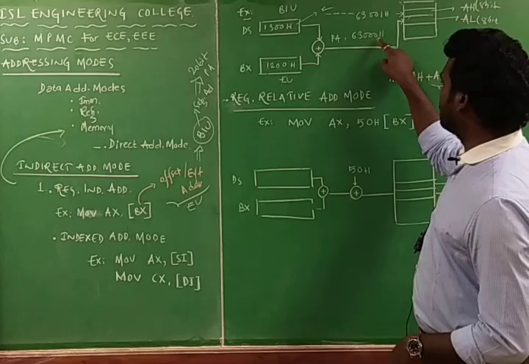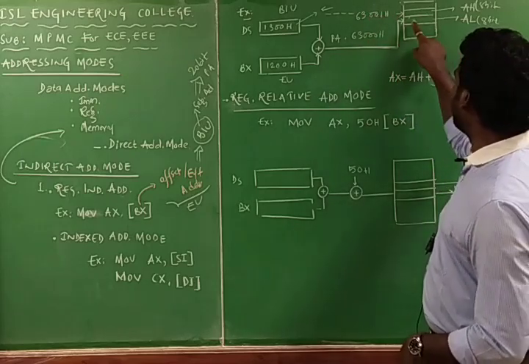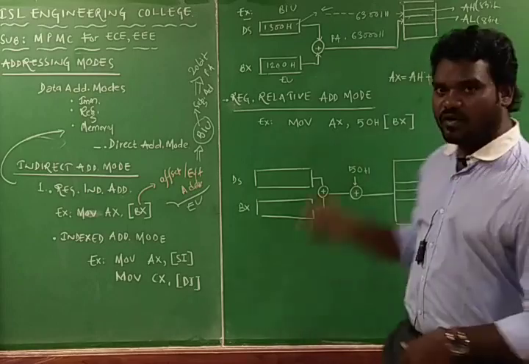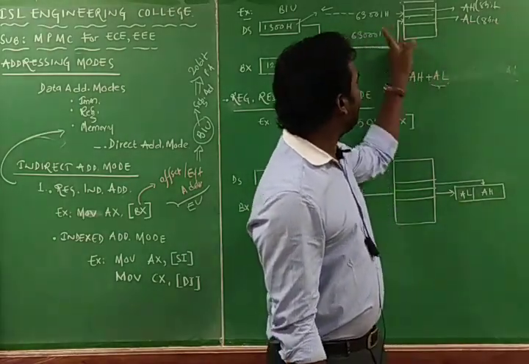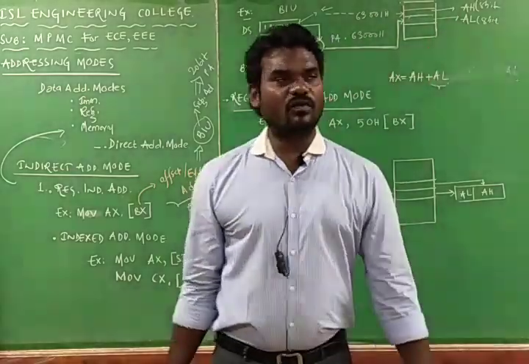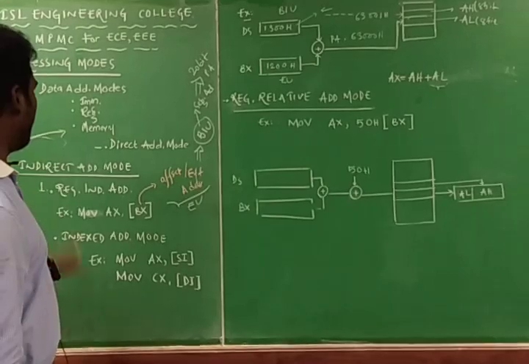One is 63000H, next one is 63001H, so that the lower byte of data will be moved into AL, that is 8-bit, and the higher byte of data will be moved into AH, that is 8-bit. This is about indirect addressing mode.